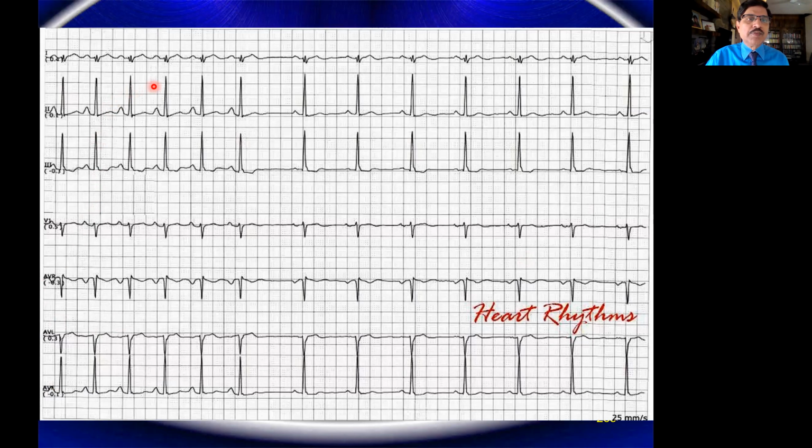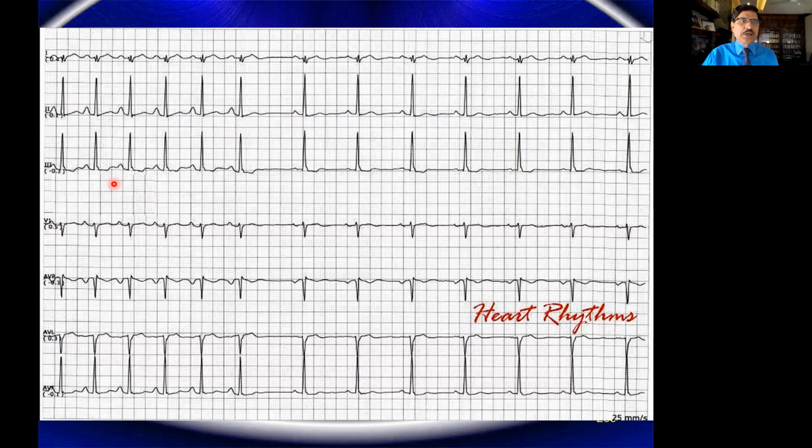300, 150, 100 is the heart rate. And the P waves of the ectopic starting here are all looking alike. There's no difference, whereas the normal P wave appears after the episode has stopped. Then you see the normal P waves. So that's why it is paroxysmal in nature.